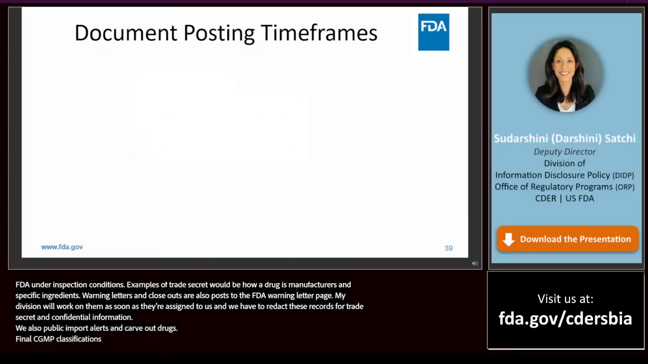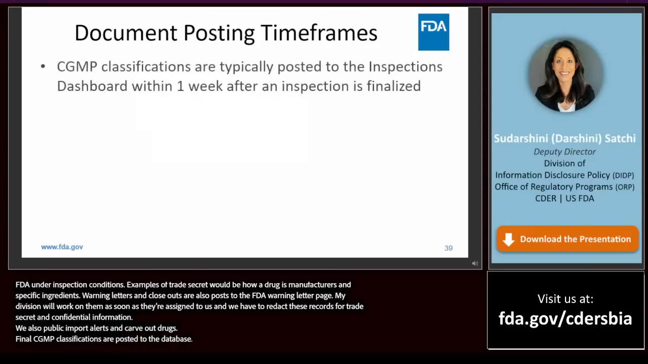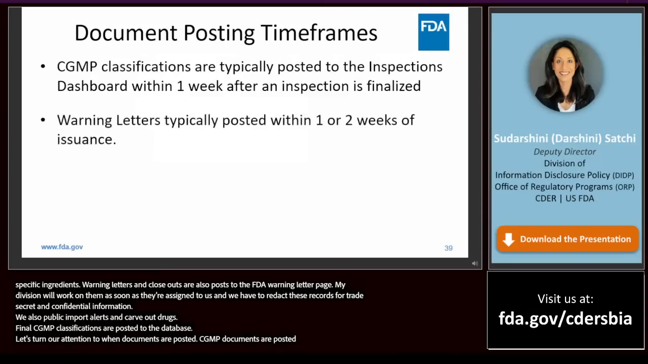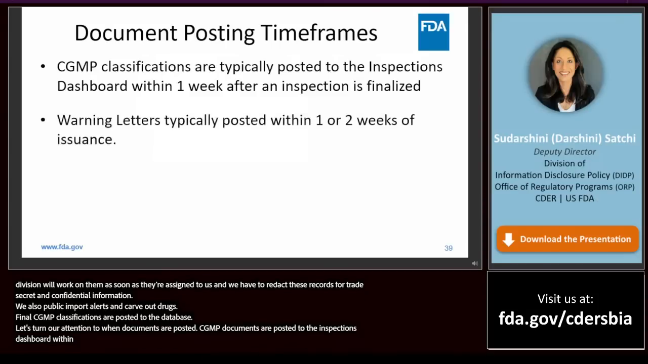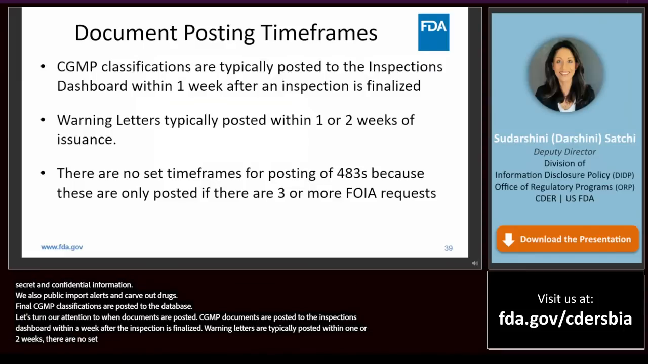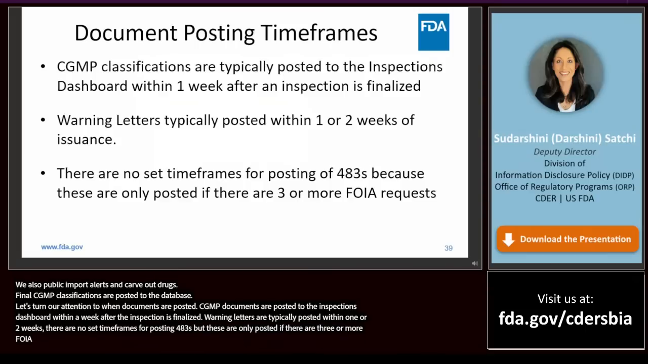So now let's turn our attention to when documents are posted. CGMP classifications are typically posted to the inspections dashboard within 1 week after an inspection is finalized. Warning letters are typically posted within 1 or 2 weeks of issuance. We try to get these warning letters up within a week, but sometimes it might take us a bit longer depending on the complexity of the warning letter. And there are no set time frames for posting of 483s because these are only posted if there are 3 or more FOIA requests, as I mentioned earlier. Once that third request is processed, then it's sent for posting.